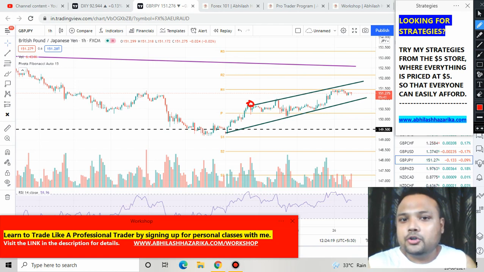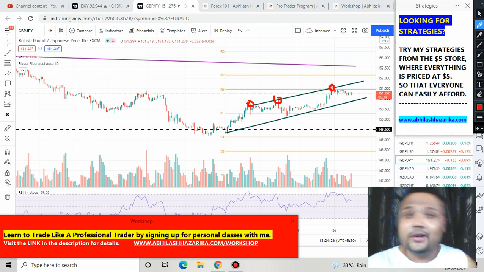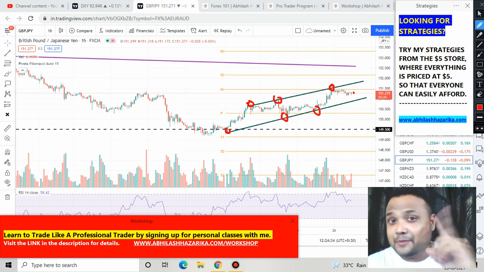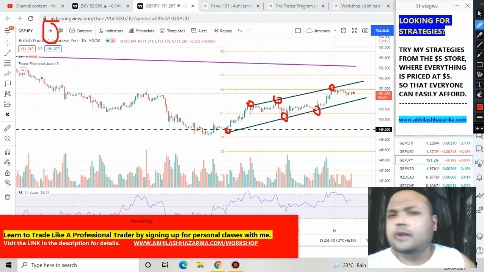So you can also draw lines here. You can see that whenever price was going up, this line above was acting as a resistance, and the line below is acting as a support, and right now it is in the middle. So listen to me carefully now. Draw these two lines in the 1 hour chart and just wait for the perfect opportunity.